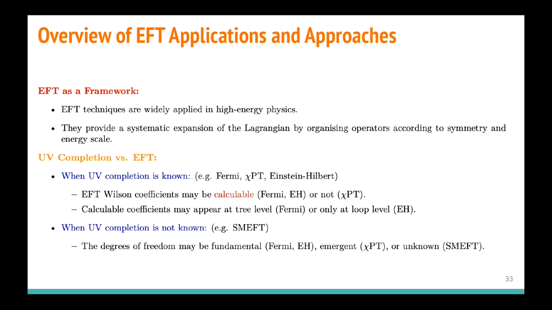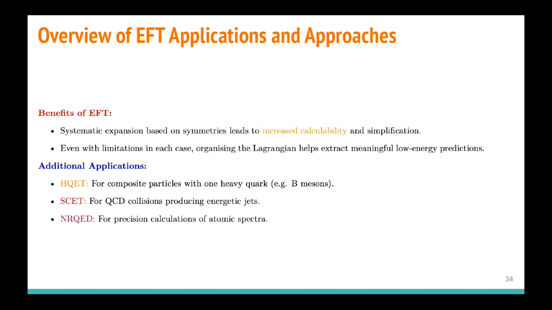So when the UV completion is not known, like at the bottom of SMEFT, the degrees of freedom may be fundamental, or they could be emergent. This emergent aspect comes about because in chiral perturbation theory we have non-perturbative terms. We write it in terms of the pions, which themselves are not fundamental particles, but are made up of constituents like quarks and gluons, or are completely unknown.